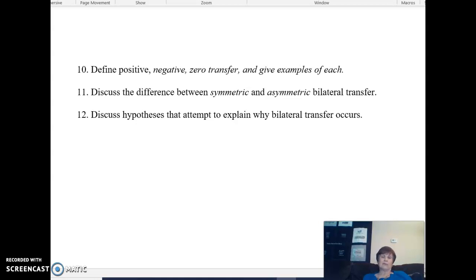We did not do the bilateral transfer lab, but if we had, you would have seen that, in fact, as you practice one limb, learning actually does transfer to the other limb. And so that's pretty strong evidence to support bilateral transfer learning.